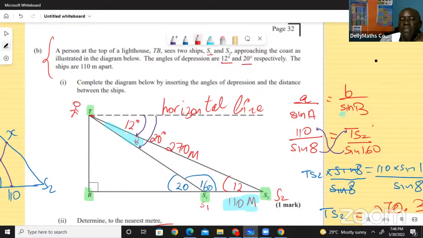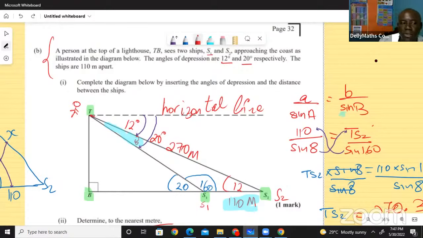The angle of depression is between the horizontal line, which is what I highlighted at the top, and the line you're looking along to see the thing. Hence, we have one here at 12, and we have another line at 20. The bigger one has to be 20 and the smaller one 12.